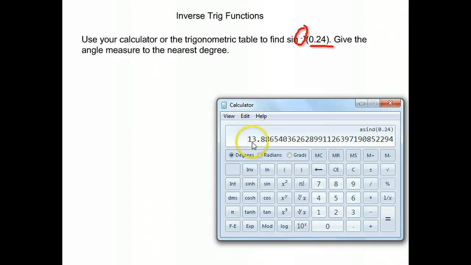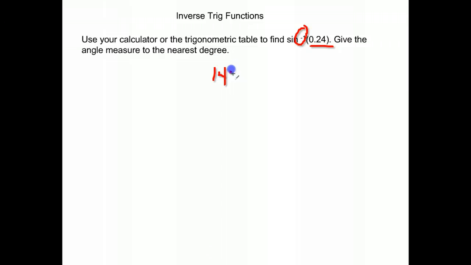It wanted it to the nearest degree. 13.88 would round up to 14 degrees. So a 14-degree angle has a sine of 0.24.